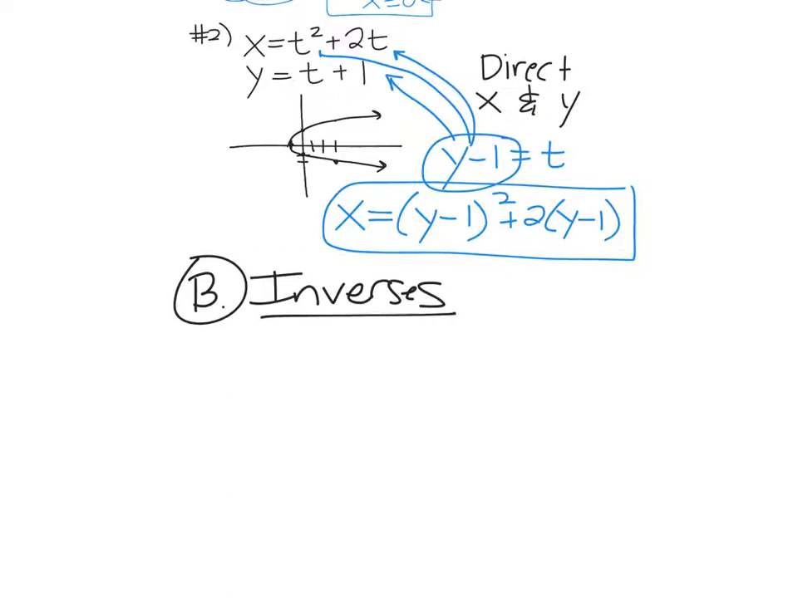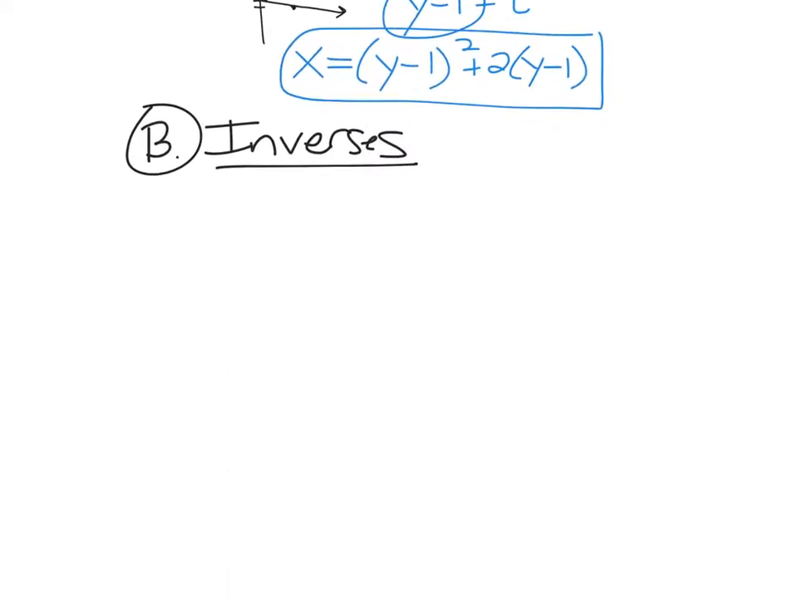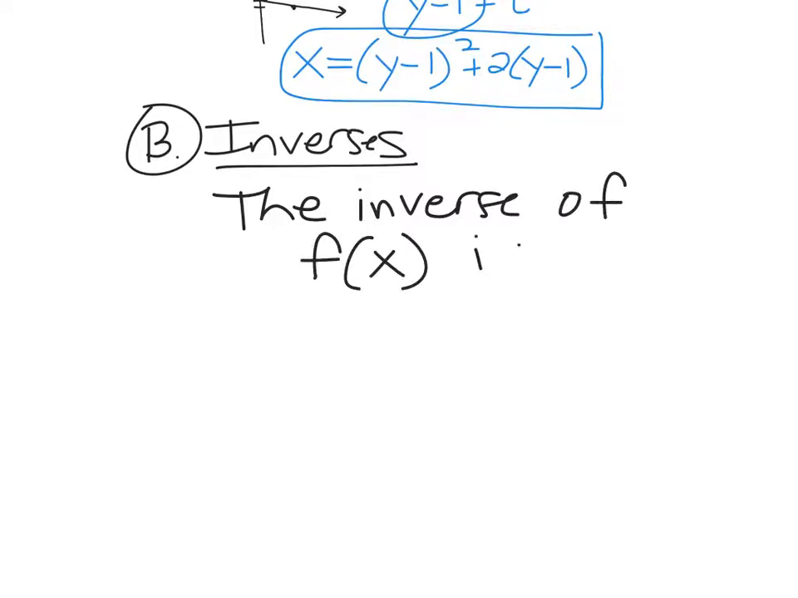We're going to talk about inverse functions. Okay? The inverse of a function, the inverse of f of x, is f inverse of x. And that's how we write it. Do you remember that notation from Algebra 2? F to the negative 1 of x. That's called the inverse of f of x.